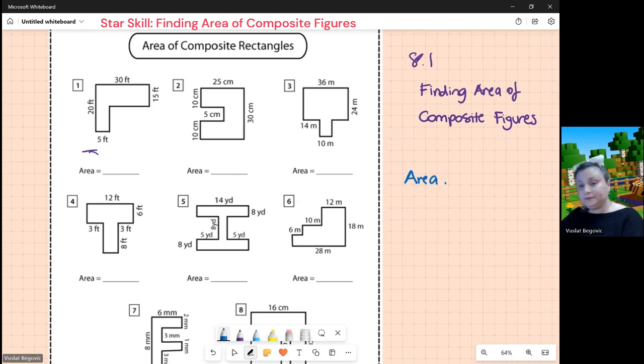Area is the surface of the shape. Like if I am a gardener and trying to find how much grass I have to cover the whole yard, then I'm talking about area, okay?